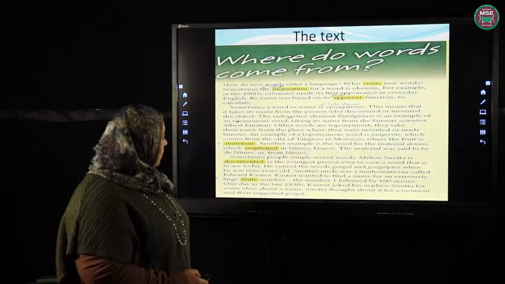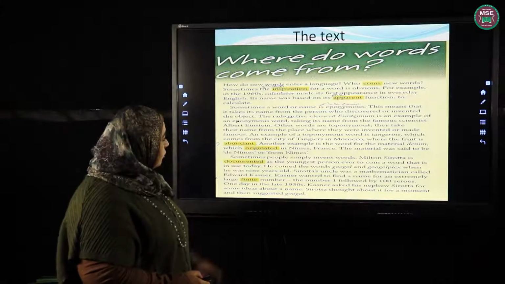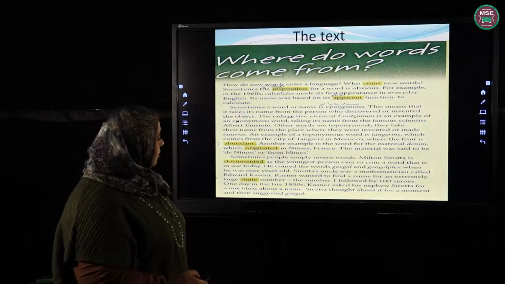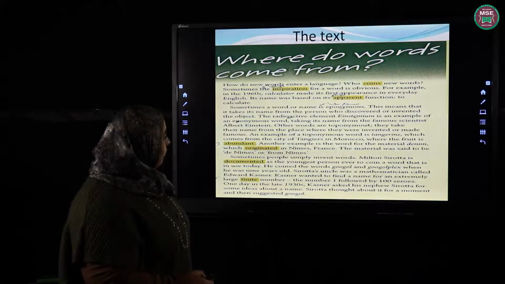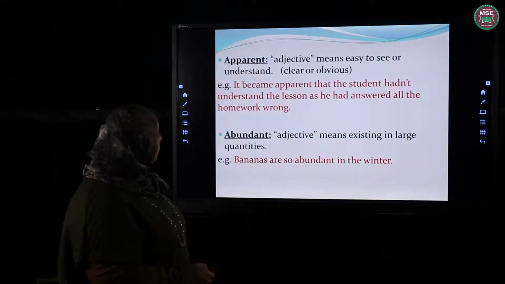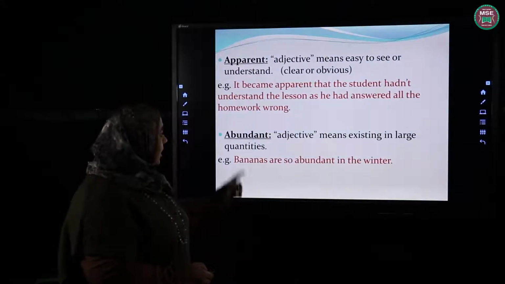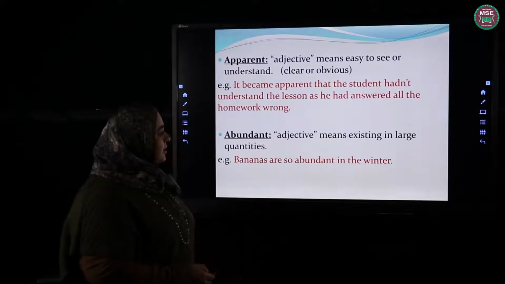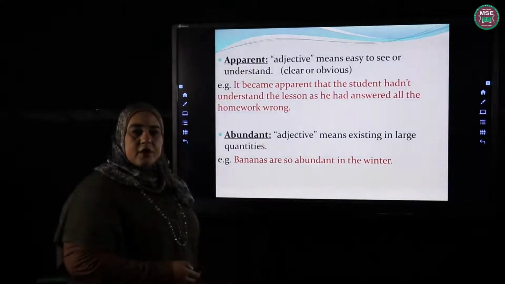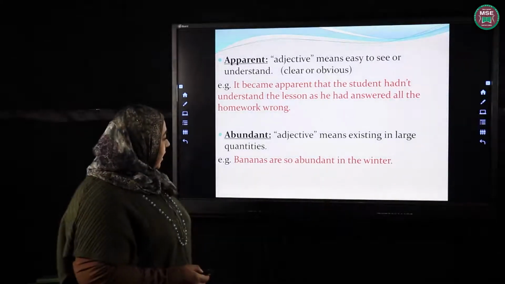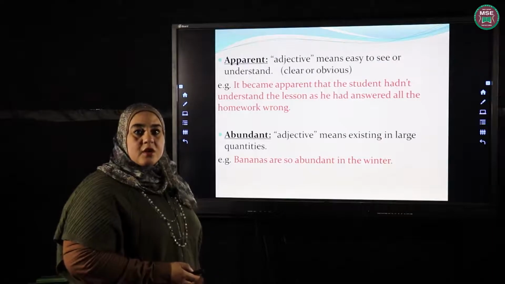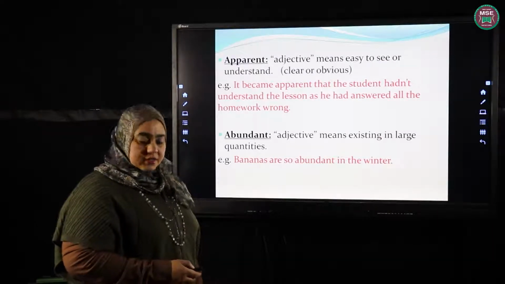Third word we have, abundant, okay? Where the fruit is abundant. What do you mean by this word? It's an adjective, meaning existing in large quantities, existing in large number. You can find it in large number. Bananas are abundant in the winter. You find bananas in the winter a lot more than in the summer.